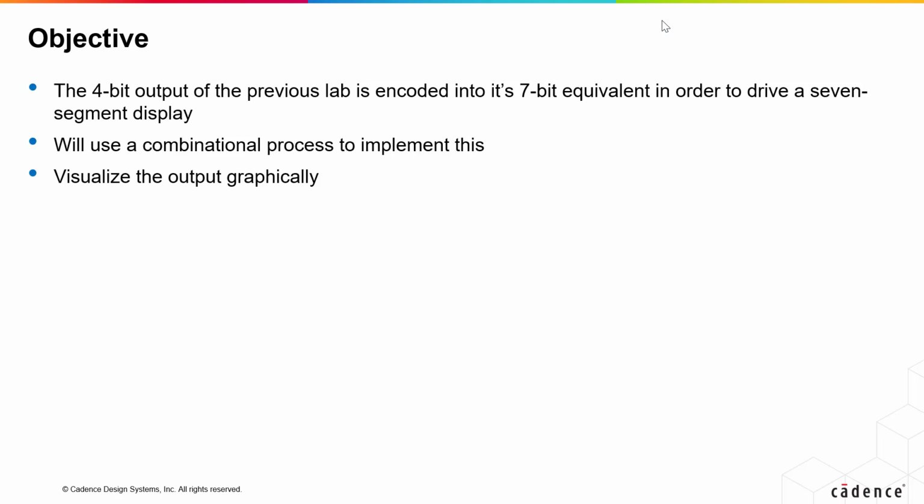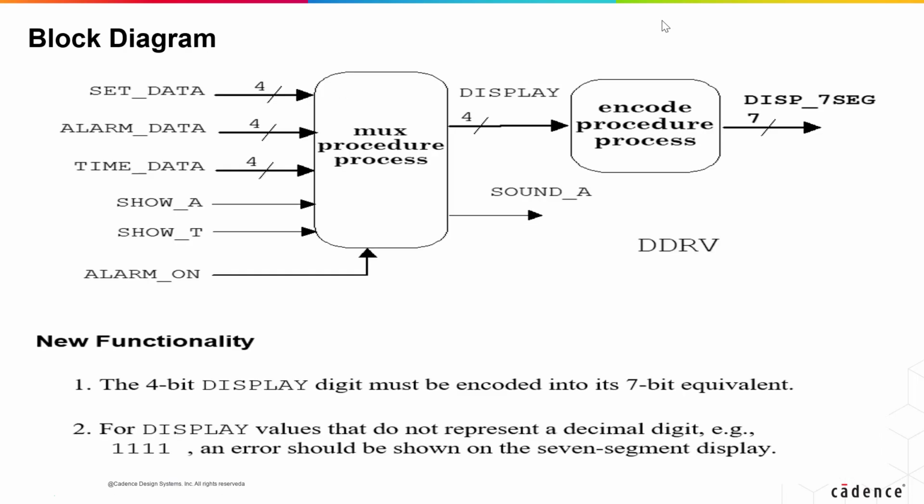We also illustrate in this lab how to visualize the output graphically. We will create a new design called DDRV. This will have the same basic function as the multiplexer design of the previous lab, except that the output disp_7seg is now 7 bits wide to drive a 7-segment display rather than the 4-bit output display to represent the value in binary. The combinational process encodes the 4-bit display digit into its 7-bit equivalent.